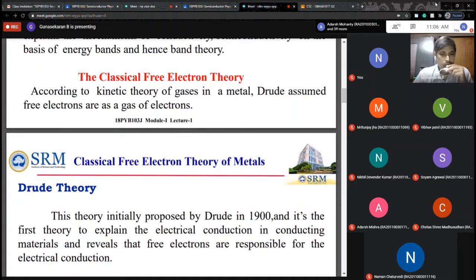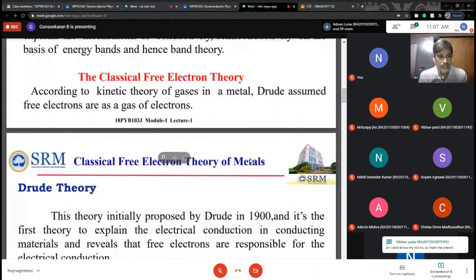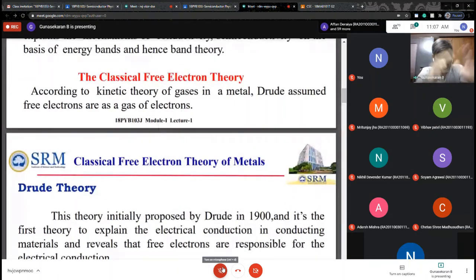This is the theory proposed in 1900, where they assumed that a metal is composed of a large number of electrons. You can say an electron cloud or electron gas. These electrons are free to move. In the absence of any external electric field, the electrons have random orientation.